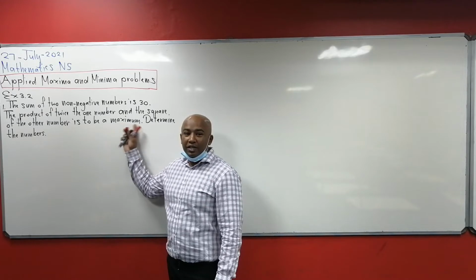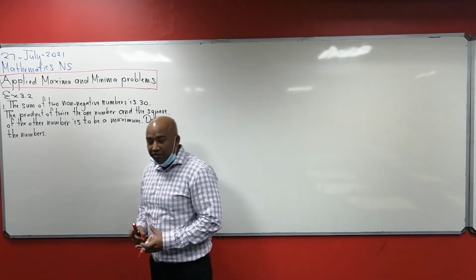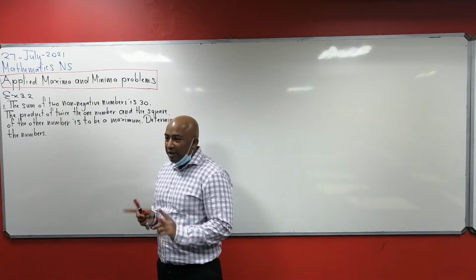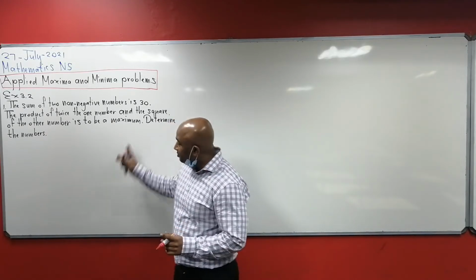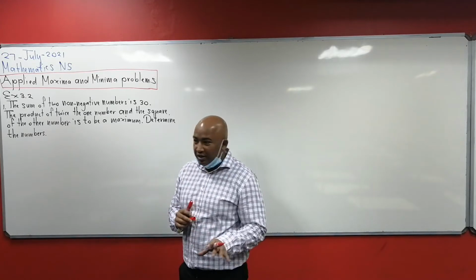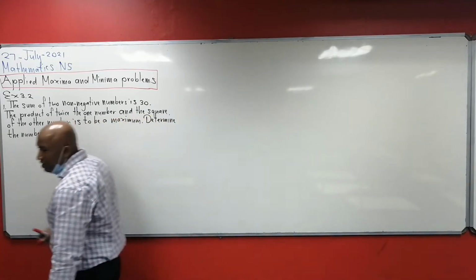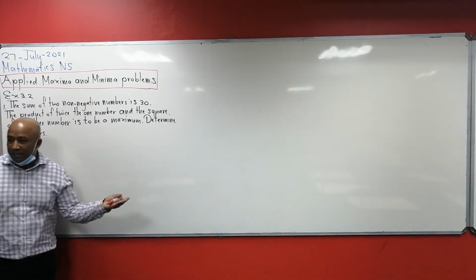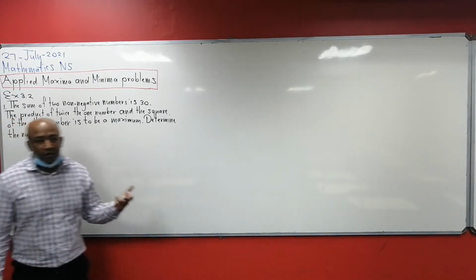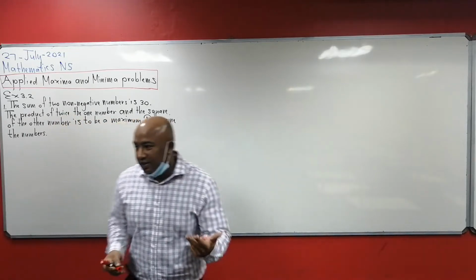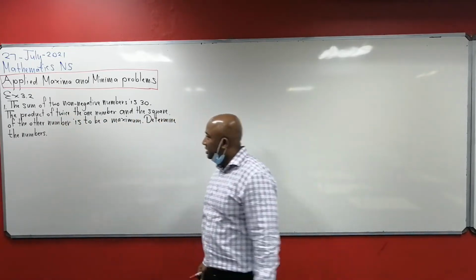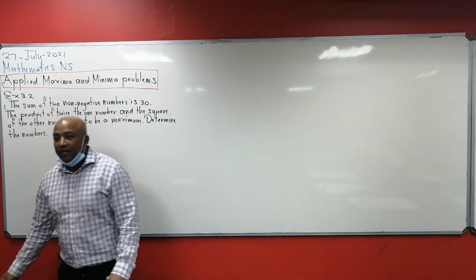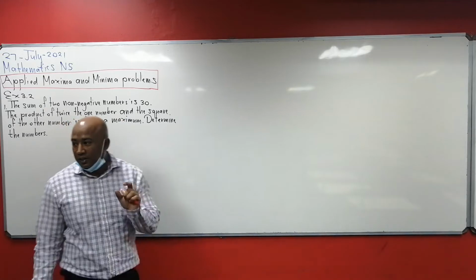So you're looking for the key words. What are you going to be differentiating here? You look for the words minimum or maximum. Now that's with regards to calculus. To set up your equations, you look for key words like sum, which means addition, difference, subtraction, product will be multiplication, and quotient will be division. So the sum of two non-negative numbers is 30. Let's identify these numbers. We do not know what the numbers are.